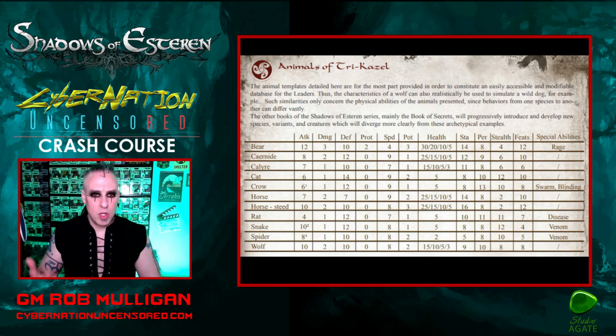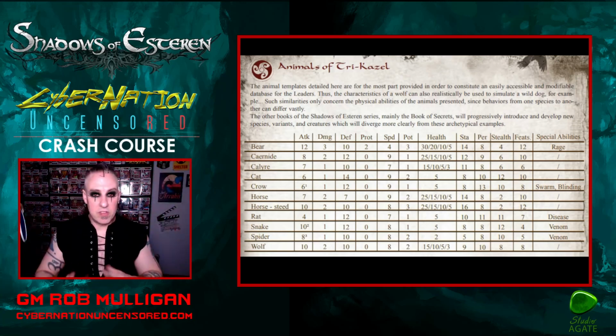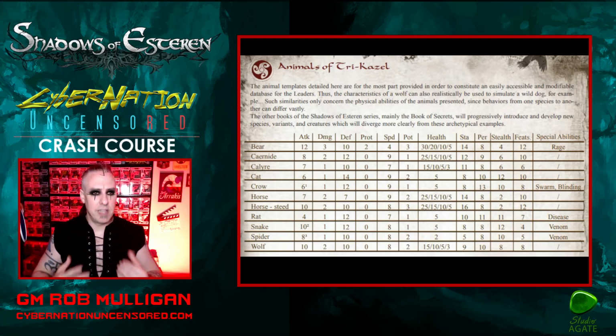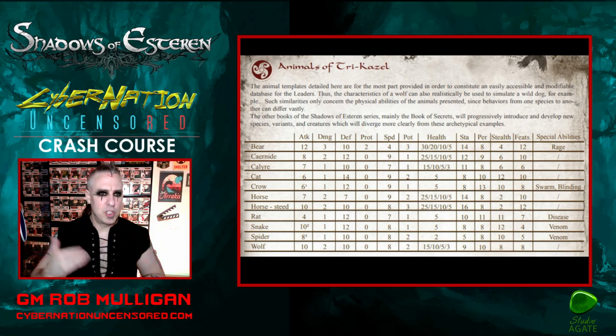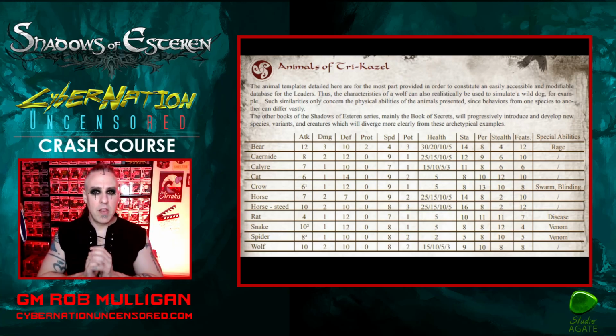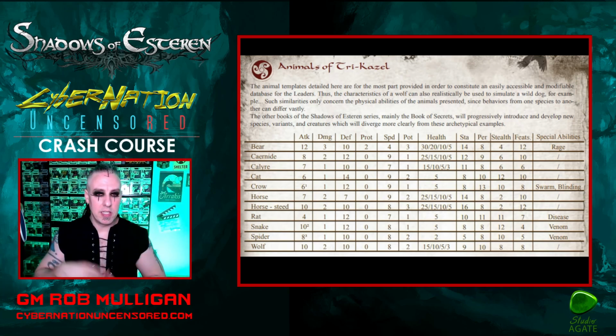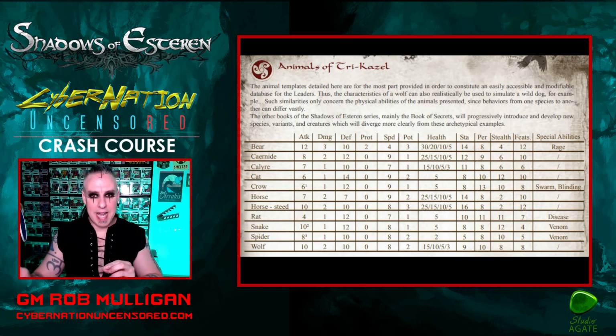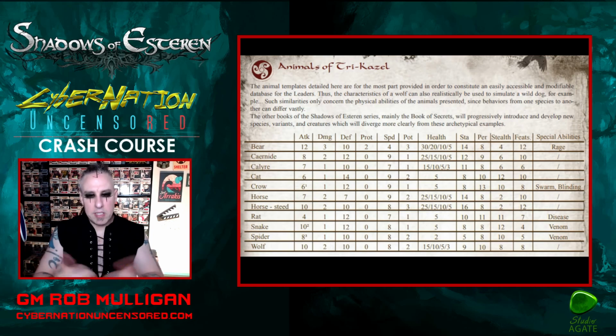So again, you see this chart here, you see a list of animals: bear, cairneed, kalir, cat, crow, horse, steed, rat, snake, spider, wolf. These are the kind of foundational examples of this genre of bestiary, right? These sort of example animals that you can branch off of, and use as examples to then modify the different stats and the way that they work in the game, the crunch of it, right, to fit whatever animal you need it to work for. But again, let's just look at this chart.